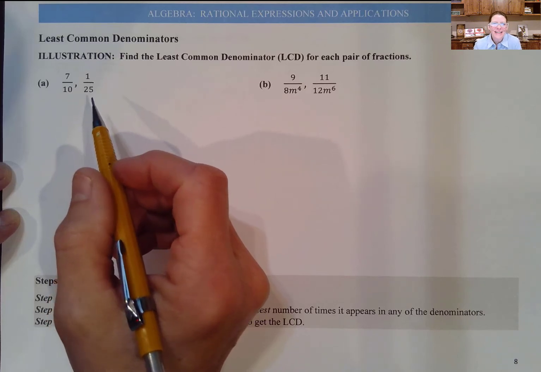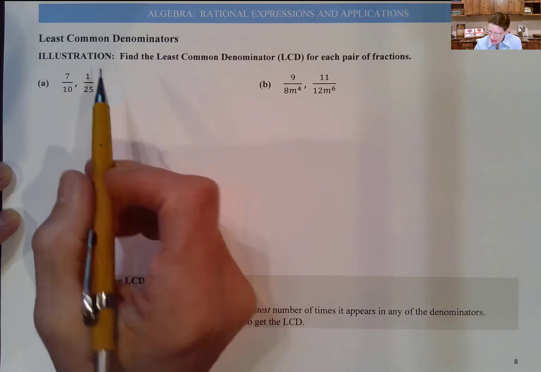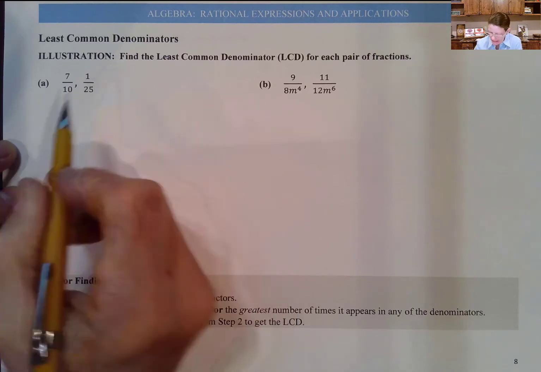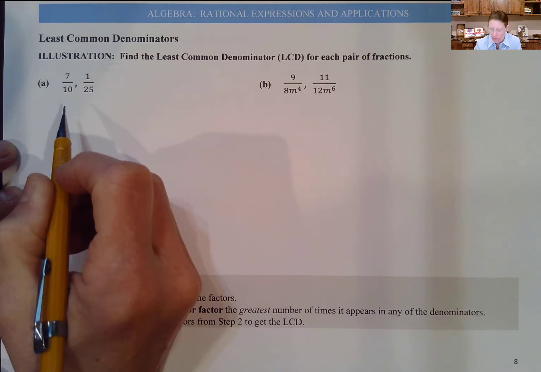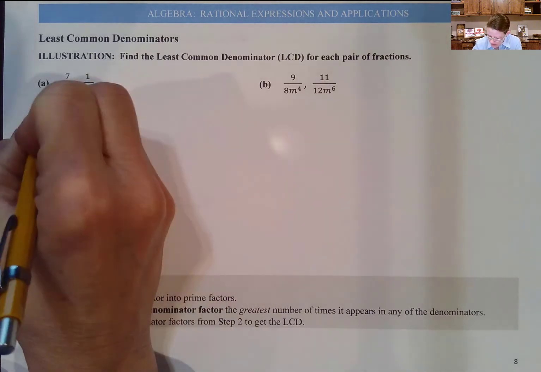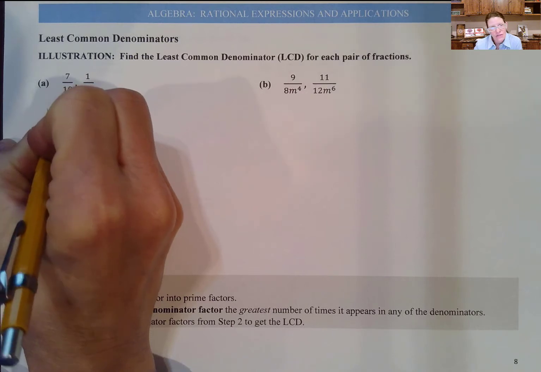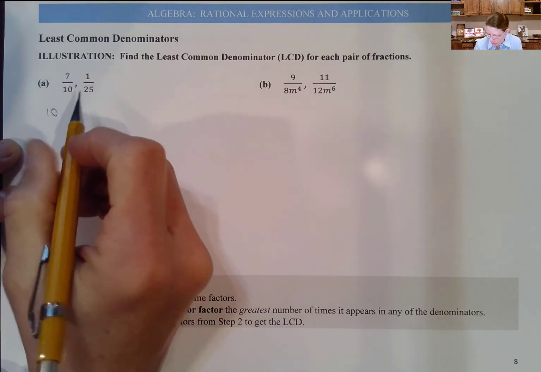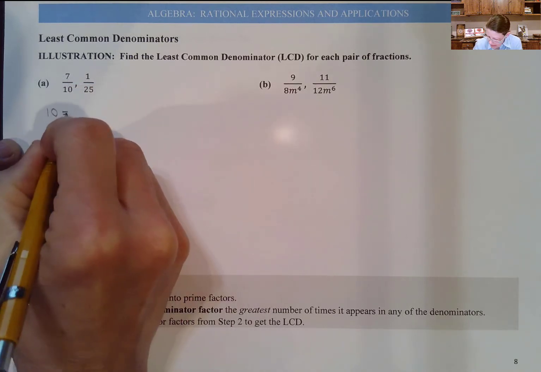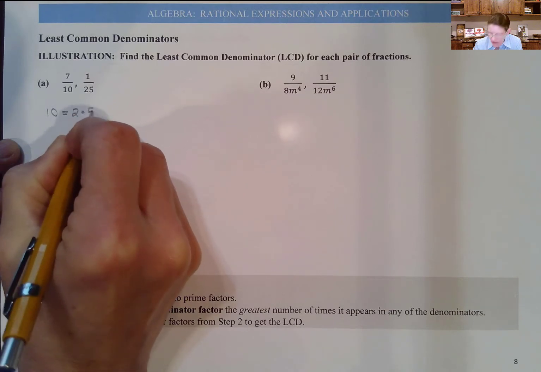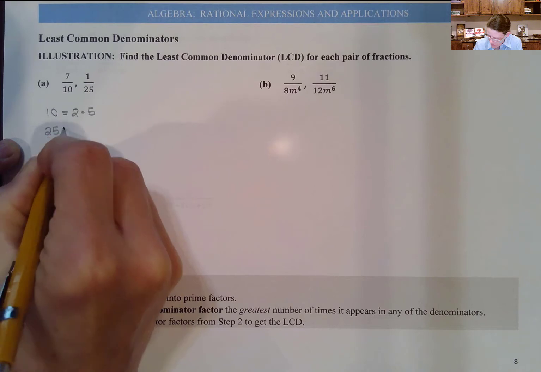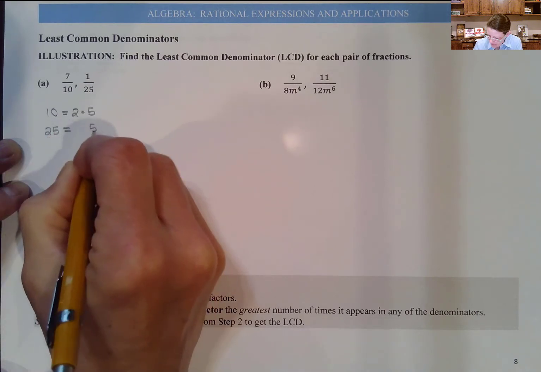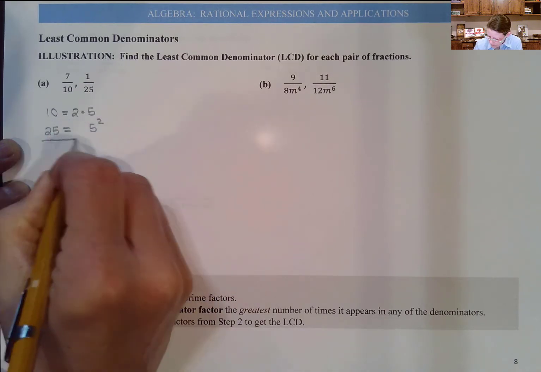Hello students, in this video we will find least common denominators. As an illustration, let's find the least common denominator for the fractions 7/10 and 1/25. One way to do this is to write each of those denominators in prime factored form. 10 in prime factored form is 2 times 5, and 25 is 5 times 5, or 5 squared.